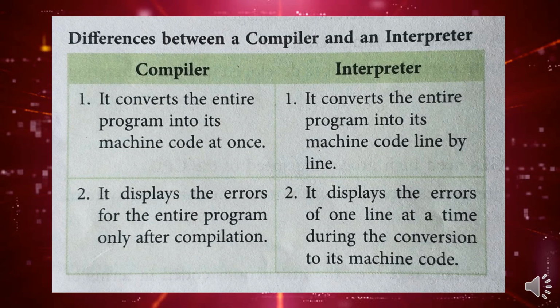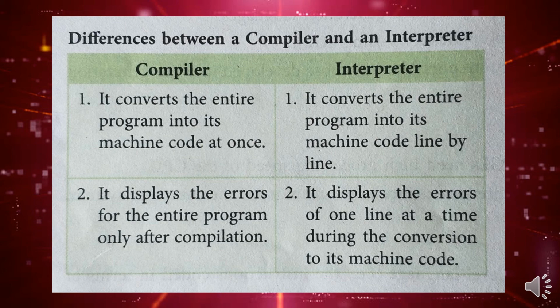Difference between a compiler and an interpreter. Compiler converts the entire program into its machine code at once. Compiler displays the errors for the entire program only after compilation. Dear students, in a compiler, the source code is translated to object code successfully if it is free of errors. The compiler specifies the errors at the end of the compilation with the line numbers where there are any errors in the source code. The errors must be removed before the compiler can successfully recompile the source code again.